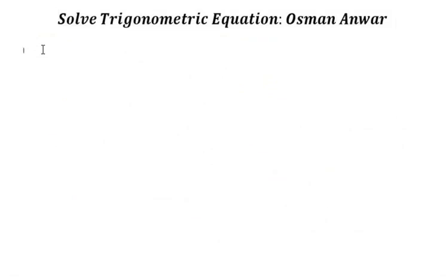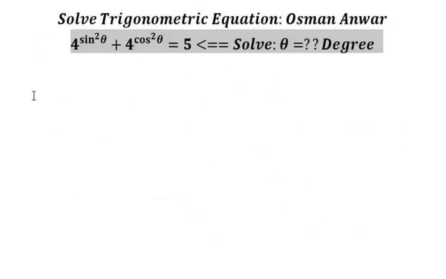Solve trigonometric equation. We'll solve this trigonometric equation: 4 to the power of sine squared theta plus 4 to the power of cosine squared theta equals 5. We're going to solve for theta in degrees.